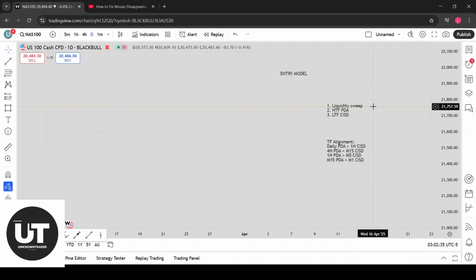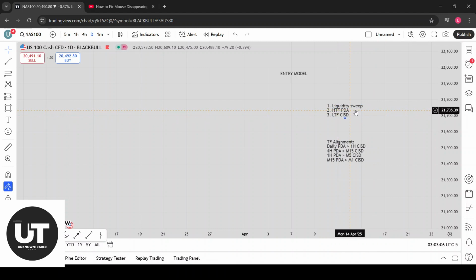Now, when I say liquidity sweep, I'm talking about a liquidity sweep maybe on a higher time frame, like 1 hour or 4 hour. Now, these liquidity sweeps have to happen within a specific time. So anywhere after 9:30 New York time, which in SA is 4:30 p.m., I'm looking for liquidity sweeps on the higher time frames, and I'm looking for my higher time frame PDA levels.